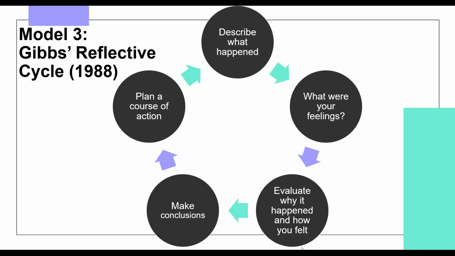The next stage relates to you making conclusions. And this includes considering alternatives. What else could you have done? What could you have done differently? And how might this have impacted on the activity?